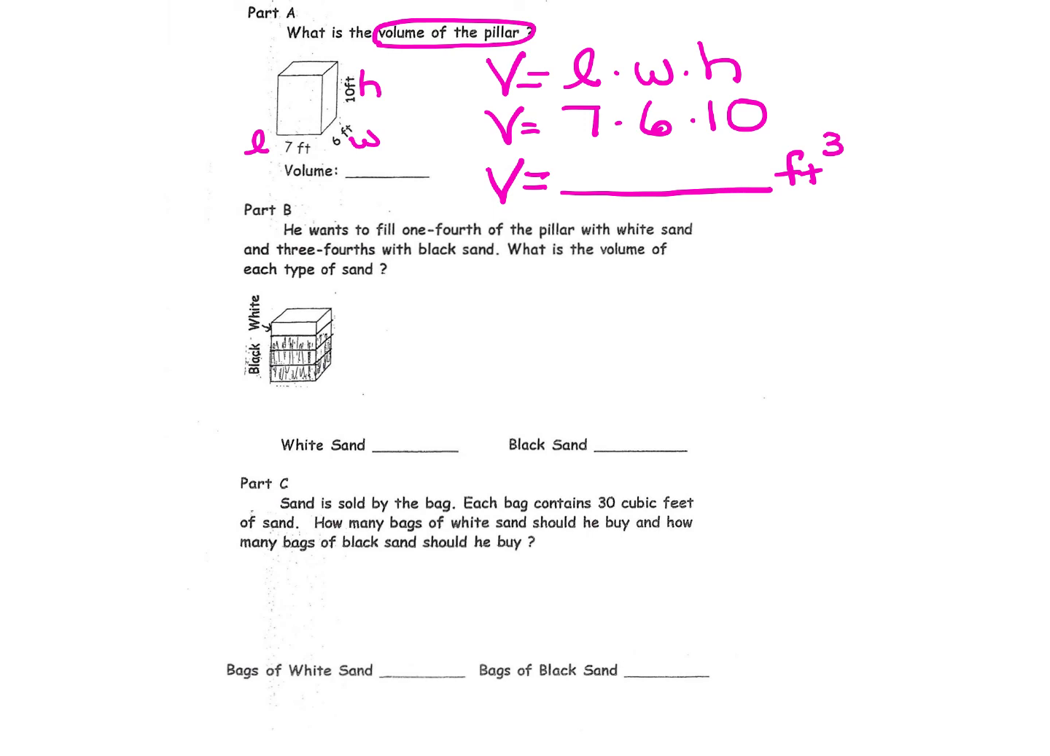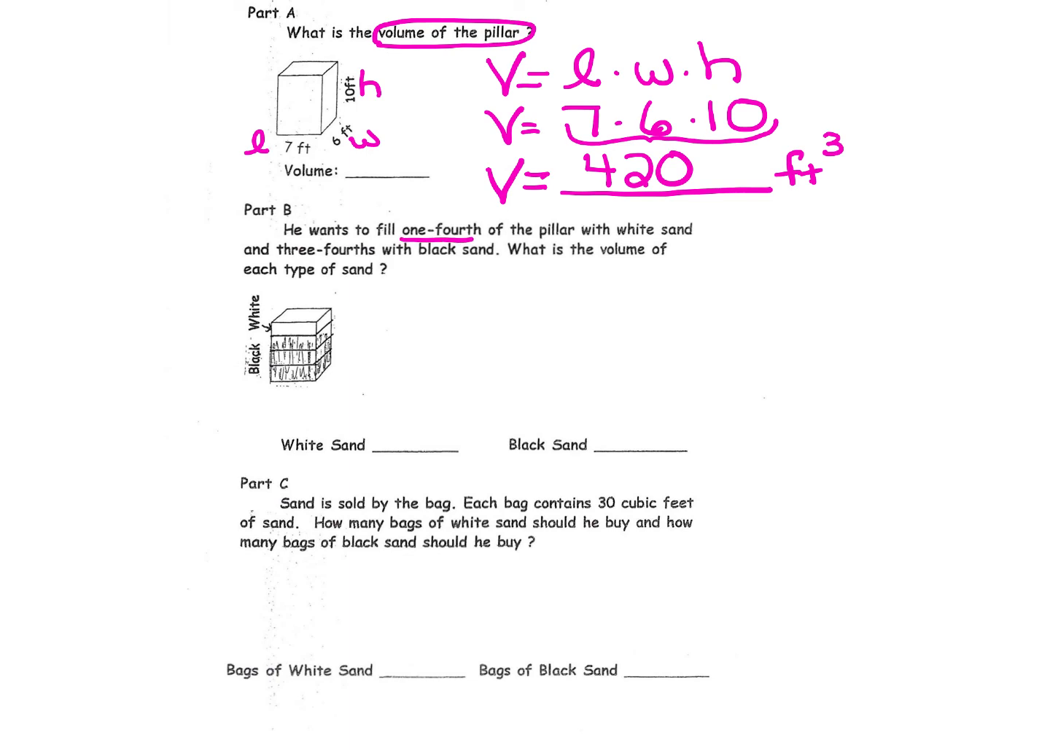Punch that into your calculator right now. 7 times 6 times 10. You should have gotten a volume of 420 cubic feet.